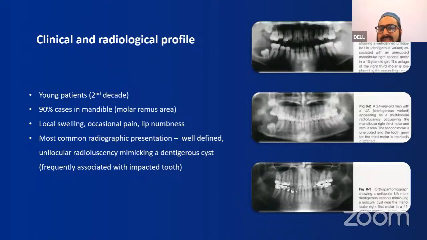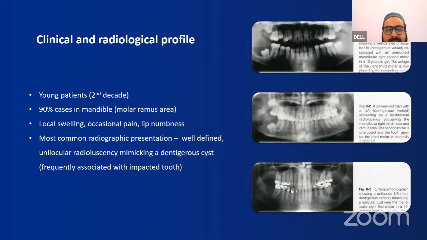Now, if we compare unicystic with the multilocular or solid type, these usually are seen in young patients, predominantly in the second decade, and more so the dentigerous variant, which is seen in the second decade. The non-dentigerous variant can be seen later also, and 90% of cases are seen in the molar ramus region. And the differential diagnosis is that of a dentigerous cyst or an OKC. So it has to be clearly evaluated.